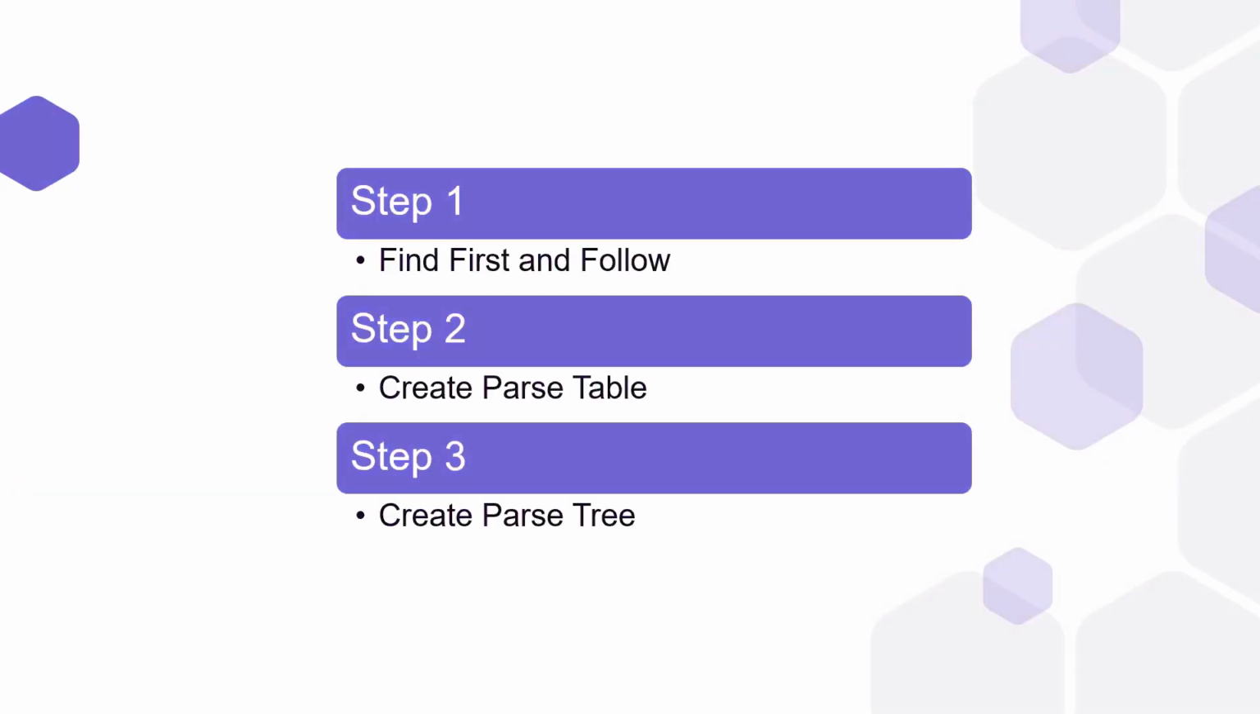Steps to create a parse tree. In order to create a parse tree using the LL1 parser, we need to follow 3 steps. The first step is to find first and follow. The second step is to create the parse table using this first and follow, and the third step is to create the parse tree using the stack and parse table.